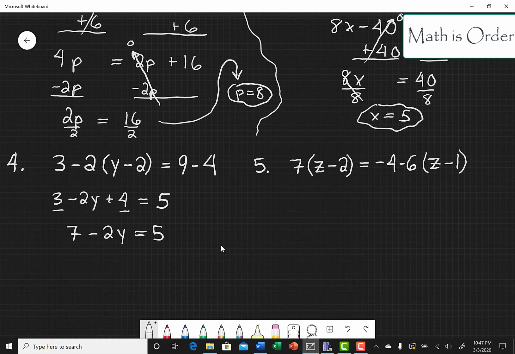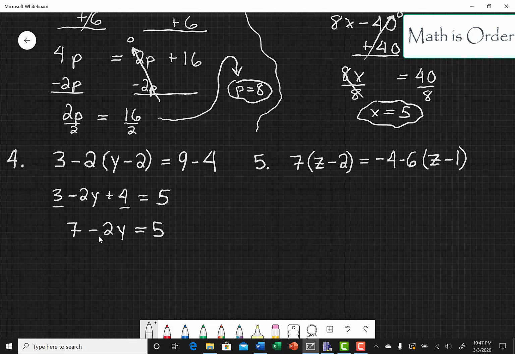All right, and so now our goal is to get rid of the 7 and to get rid of the negative 2, and then we'll have y by itself. So again, from our previous video, we know that we should get rid of the 7 first, since it's furthest away from y. So we're going to go ahead and subtract 7 on both sides of the equal sign. Subtract 7 on the left-hand side. Subtract 7 on the right-hand side. And that's going to leave us on the left-hand side negative 2y. And on the right-hand side, we're going to have negative 2.